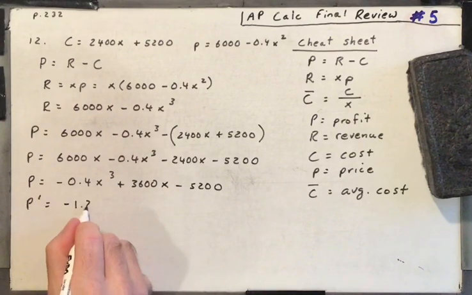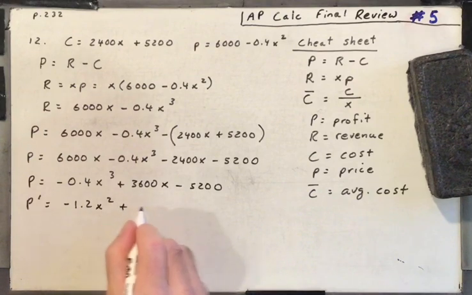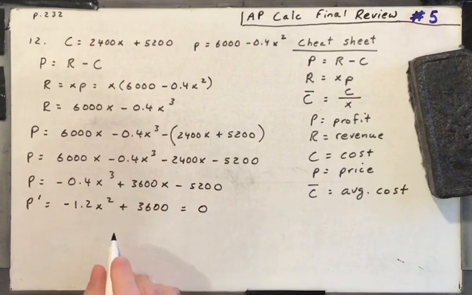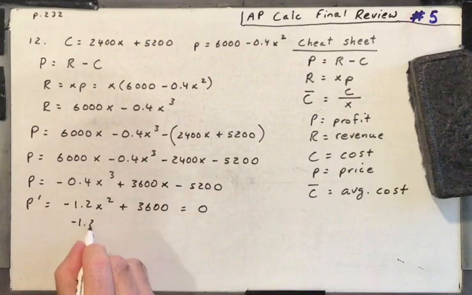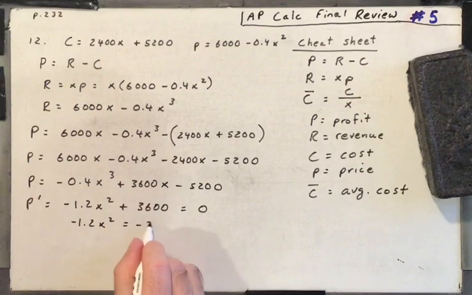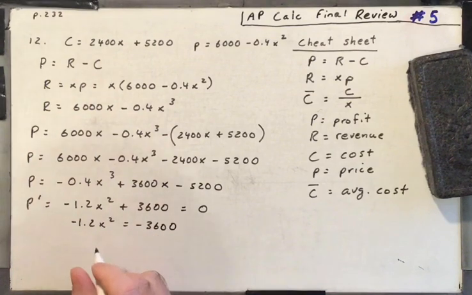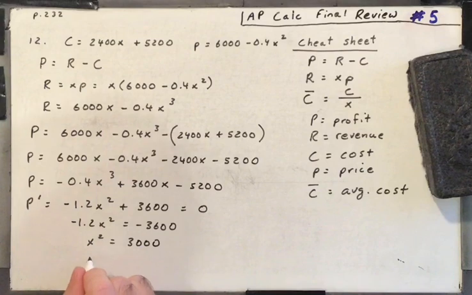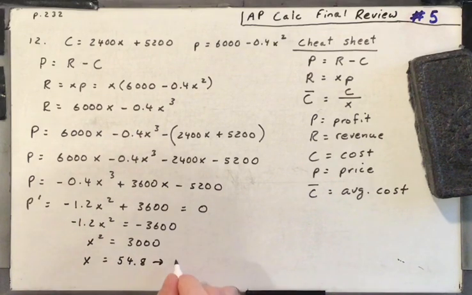That's minus 1.2x squared plus 3,600 is equal to 0. So I'd have minus 1.2x squared is equal to minus 3,600. x squared is equal to 3,000. So x is equal to the square root of 3,000, which is 54.8. Let's round that up, since you don't have 0.8 of a unit. Let's round it up to 55 units.